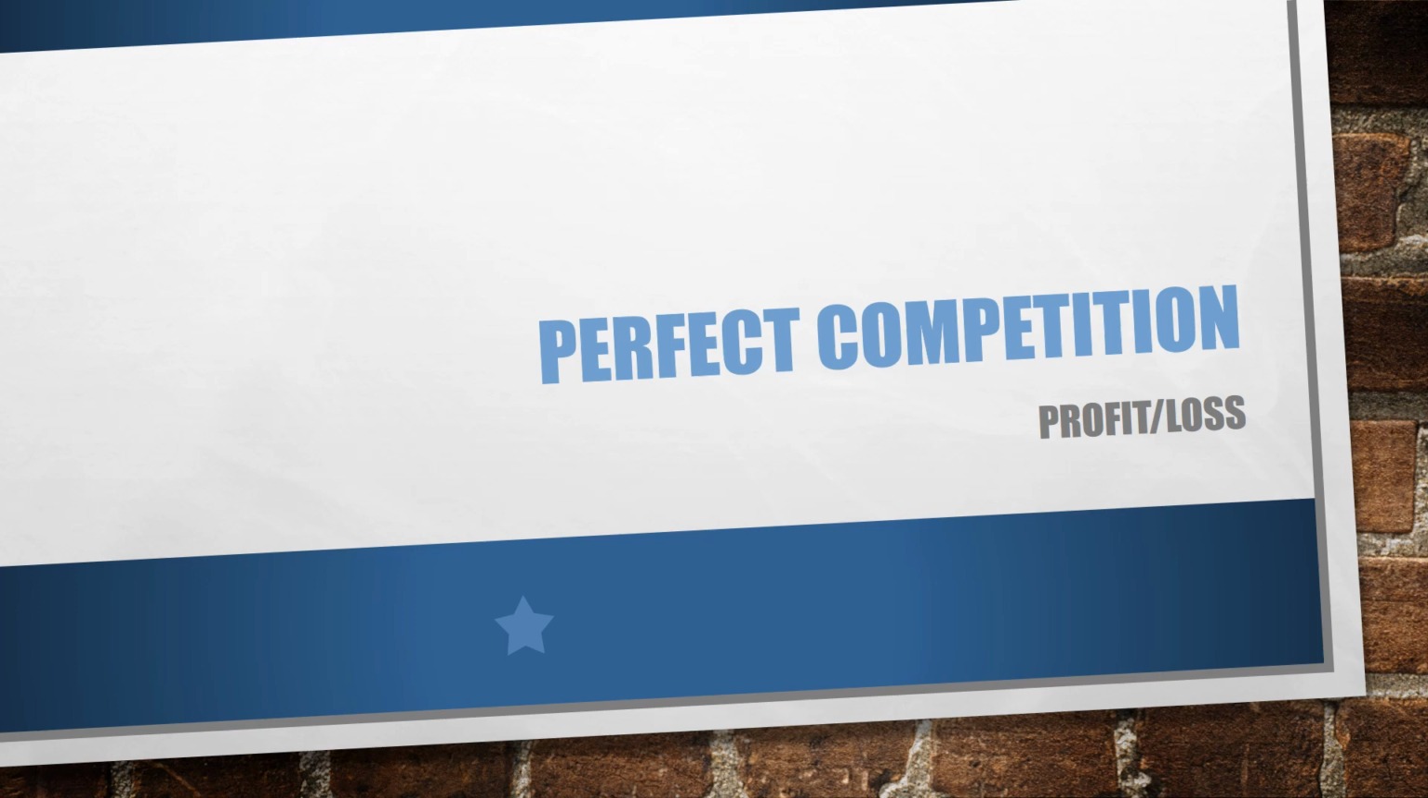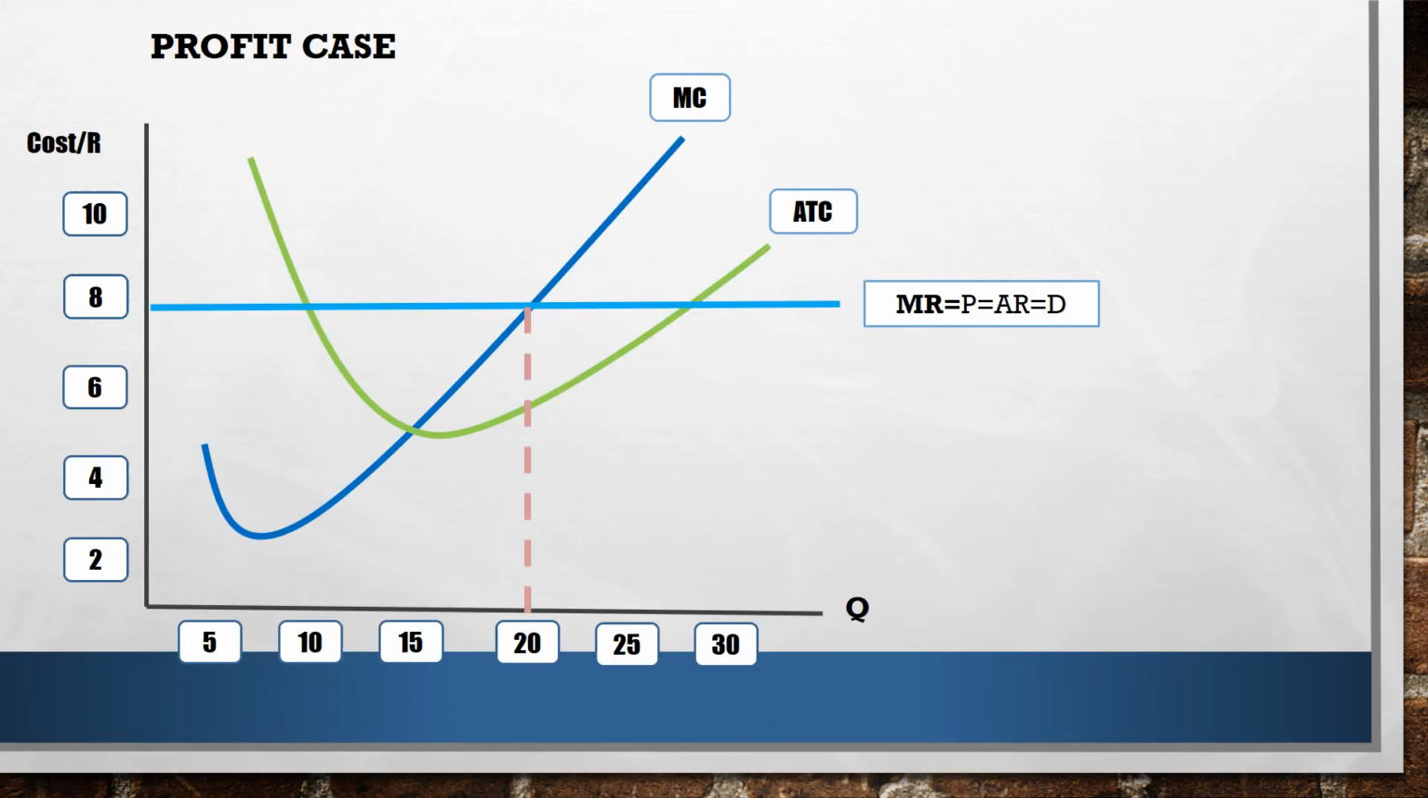In the previous tutorial, we covered what is perfect competition, the examples, the characteristics, and also profit maximizing rule. In this video, we will specifically cover the profit and loss scenario using the same graph. We will be using the same individual firm graph to depict profit.